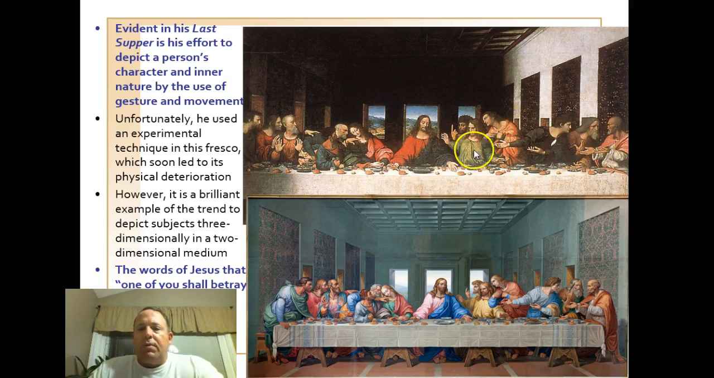If you look at his 12 apostles, they're in groups of 3, and there's 4 of them. There's 6 on this side, 6 on that side. Jesus is the focal point. And evidently, this is the moment when he says, one of you will betray me. And you get insight into their personalities by their reaction. And the one that I think is the most comical is Peter.